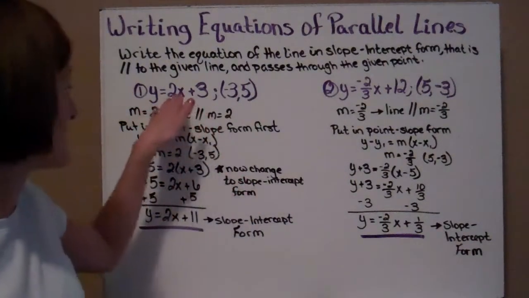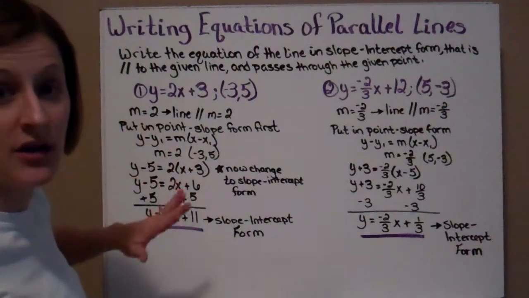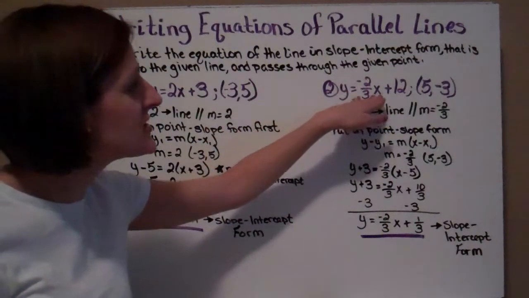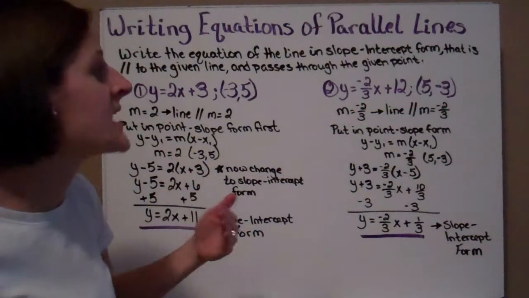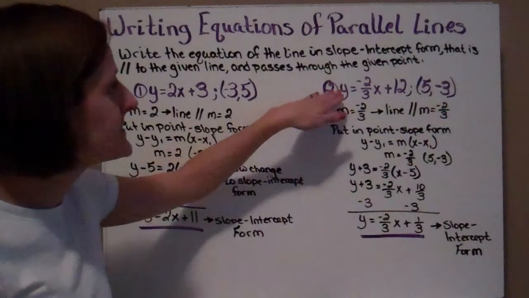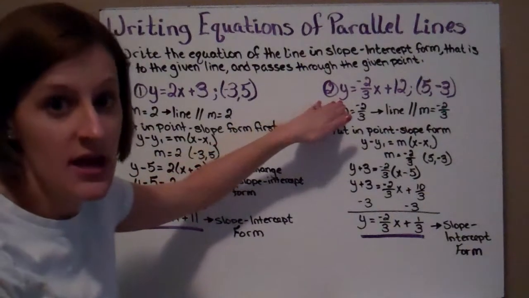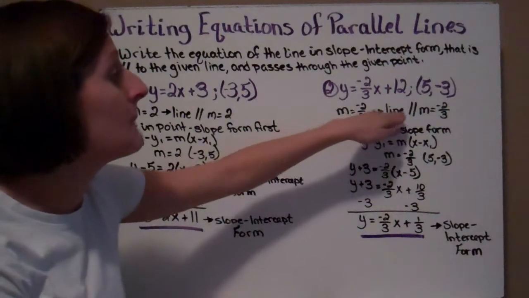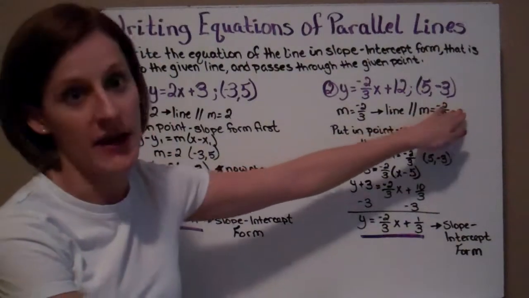And notice all I did was take the slope out of this equation of the line, and then I threw that equation out. I don't look at it anymore. Alright, number 2, y equals negative 2/3 x plus 12, and our point's (5, -3). Take the equation that they've given to you. You're doing parallel, same slope. So this slope is negative 2/3. A line parallel, that's what my bars mean, you're going to get a slope of negative 2/3.